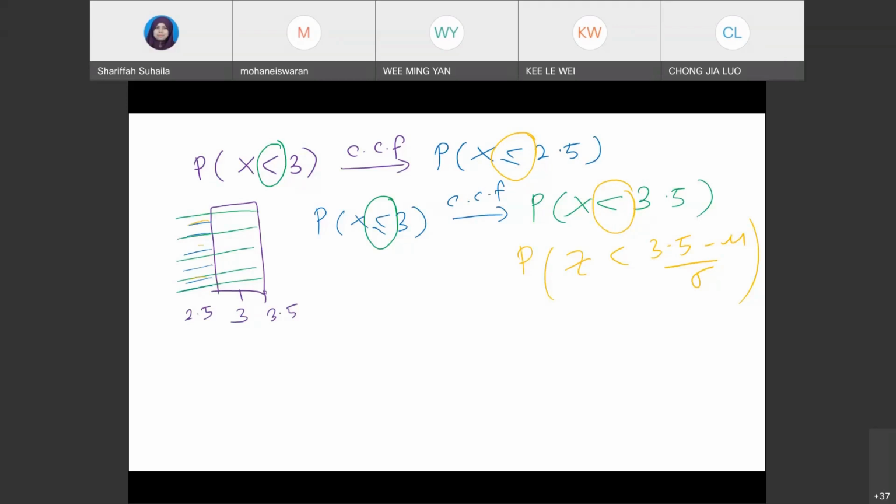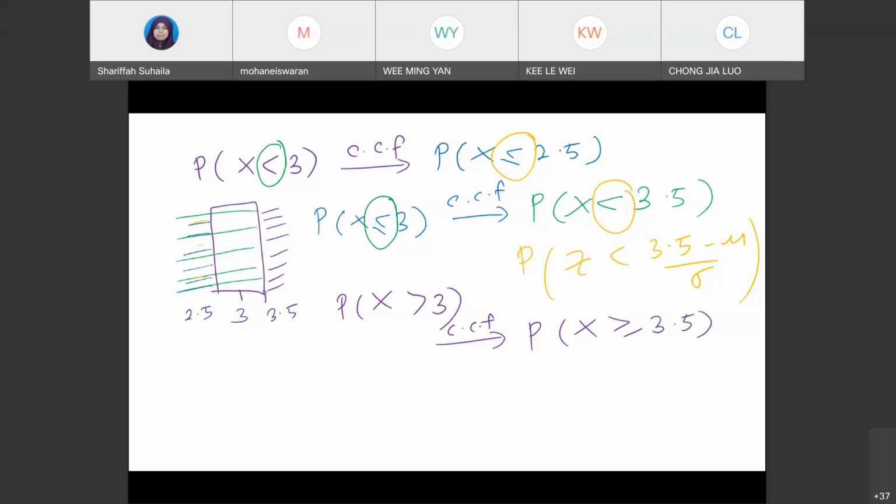Okay, let's say if we have probability x greater than 3. You want to do your continuity correction factor. So greater than 3, so here. You will correct to x greater than 3.5. Nak letak equality, tak nak letak, that is up to you.